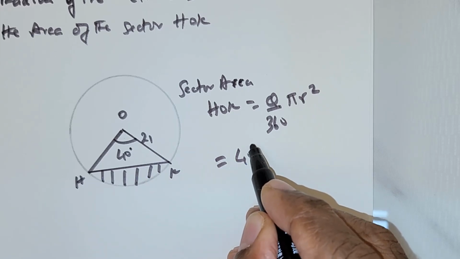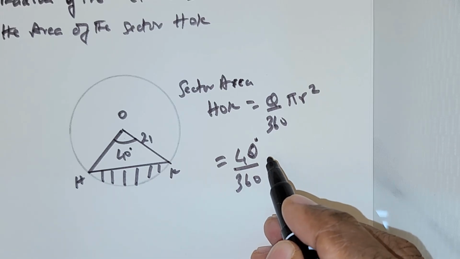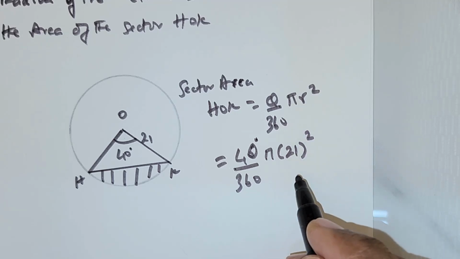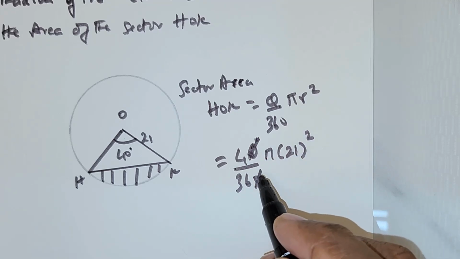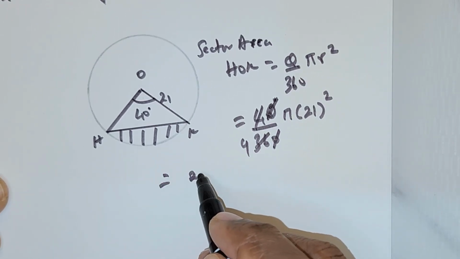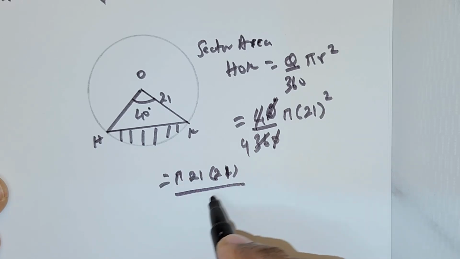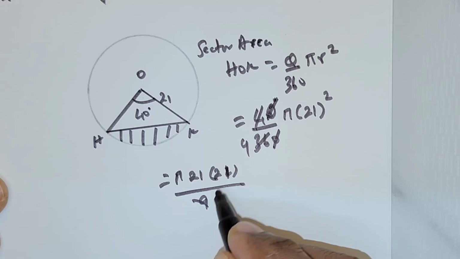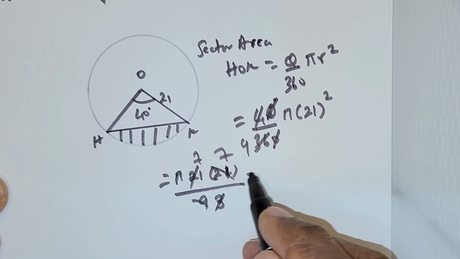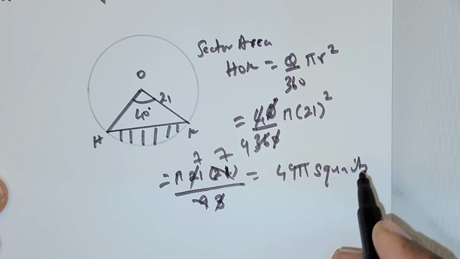So the theta is 40 degrees divided by 360, and r is 21 units, so it's going to be 21 squared. So 40 it cancels the zeros, 4 divides here 9 times, so you have 21 times 21 times pi divided by 9. 3 divides here 3 times, 3 divides here 7 times, 3 divides here 7 times, 7 into 7, 49, you have a pi. And since you are dealing with area, it's square units.